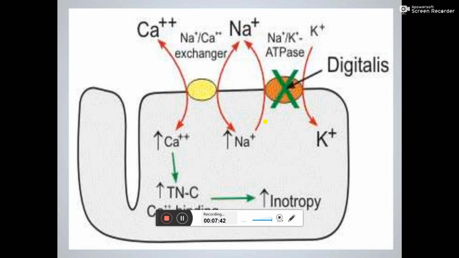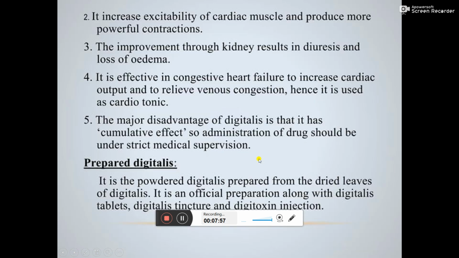And this is about how this drug increases the positive inotropic effect after blocking of the sodium potassium ATPase pump. So digitalis simply acts to block the sodium potassium ATPase pump and then it increases the positive inotropic effect. It increases the excitability of cardiac muscles and produces more powerful contraction, and improvement through the kidney results in diuresis and loss of edema. So it is effective in congestive heart failure to increase cardiac output and to relieve venous congestion. Hence it is used as a cardiotonic.